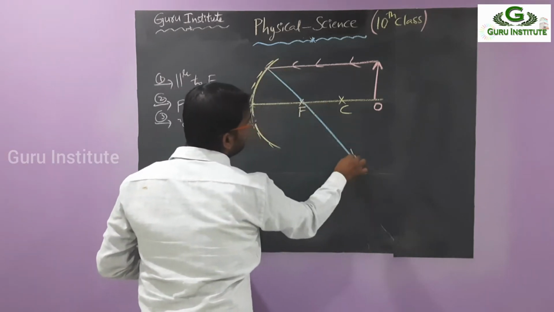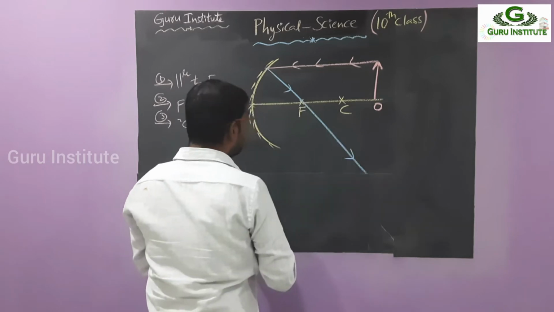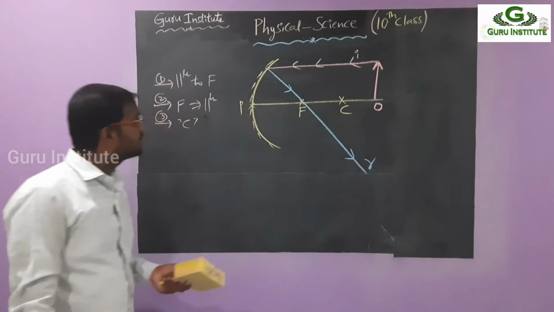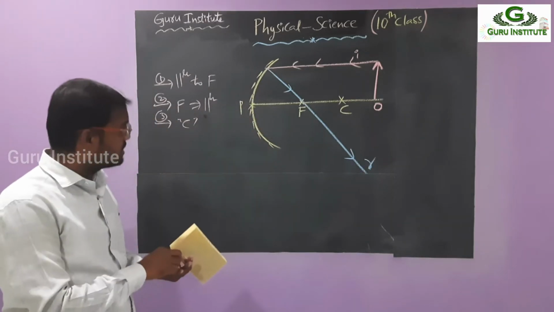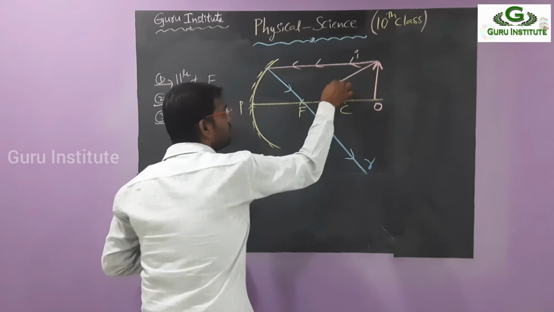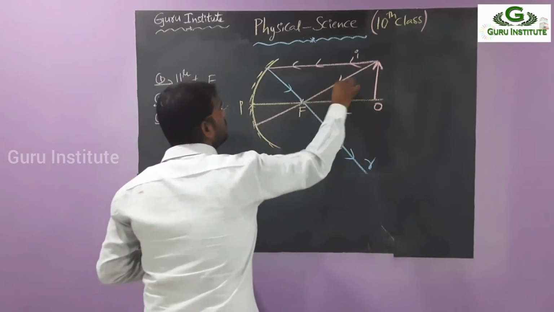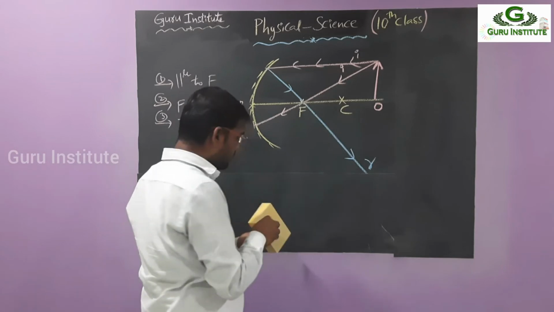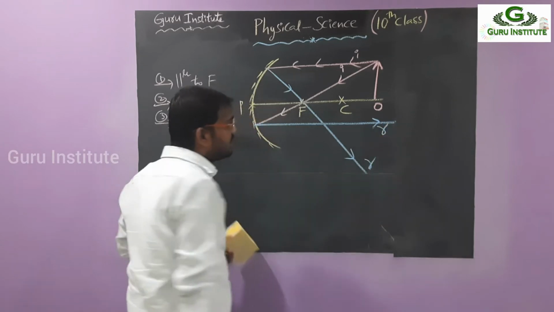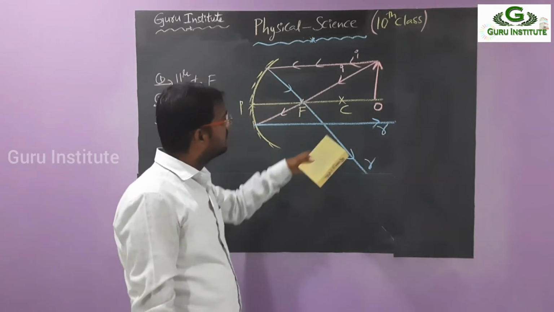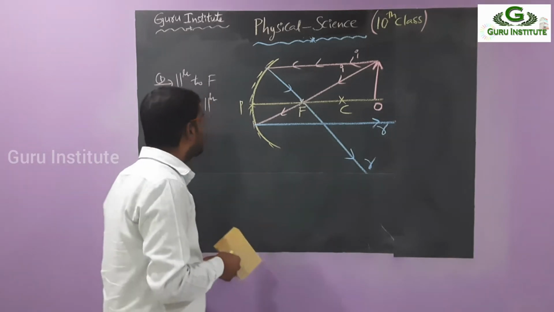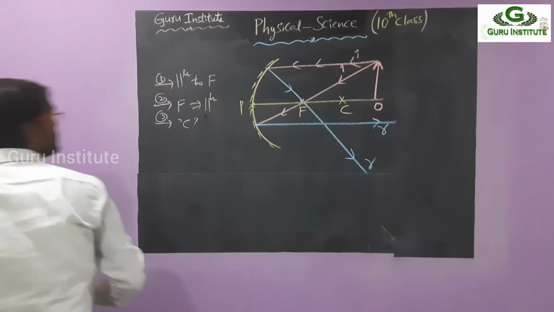For easy understanding, I am taking different chalk pieces. This is the incident ray, this is the reflected ray. Next, coming to the second one: passing through the focus. This point, this point, joining this, passing through the focus. This is another incident ray, which becomes parallel to the principal axis. Where the two reflected rays meet, at this point the image will be formed. How it is formed, we have to see now, so just observe this.